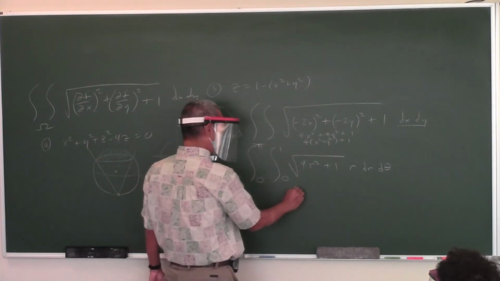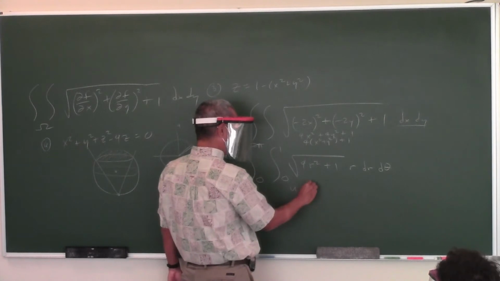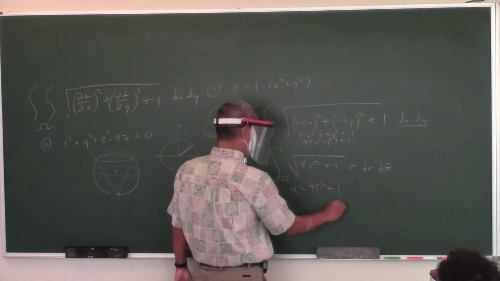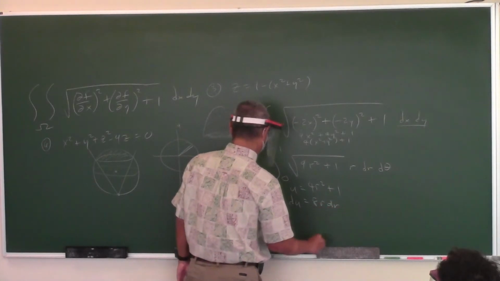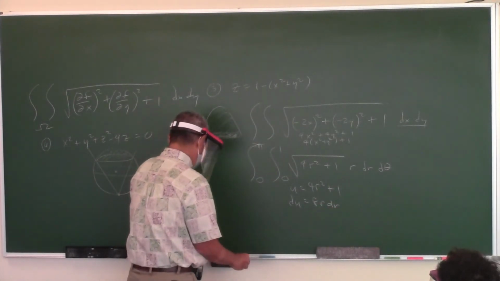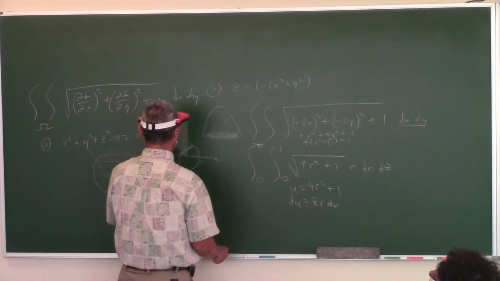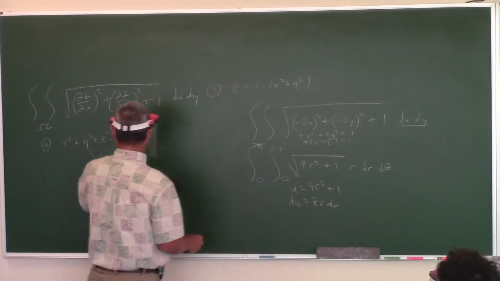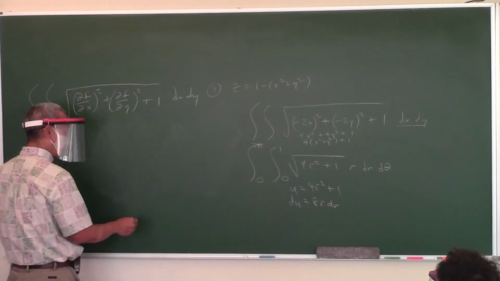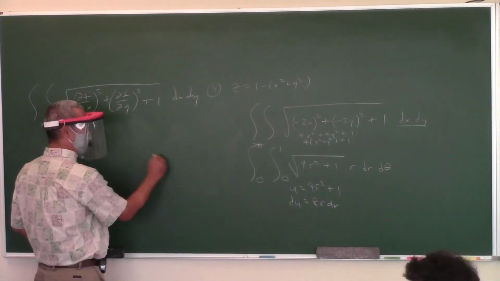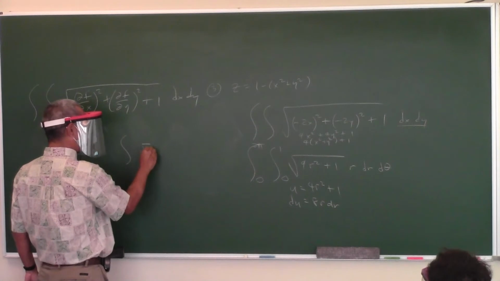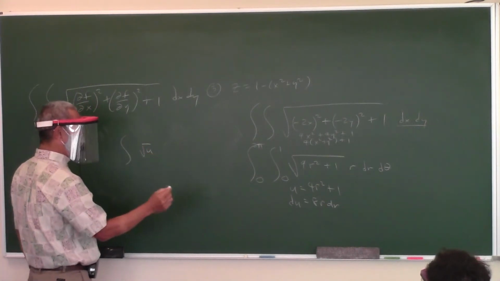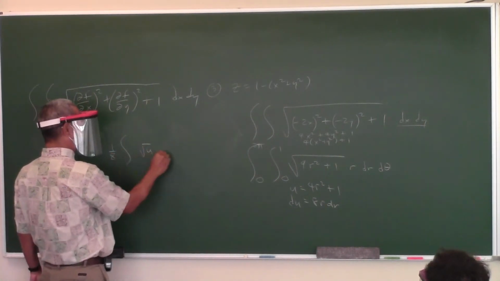So I should let u equal 4r squared plus 1. So du is equal to 8r dr. I'm going to erase here. So the first integral becomes the integral of square root of u, and r dr is equal to 1/8 du, right?